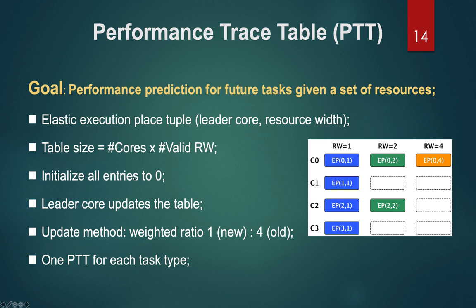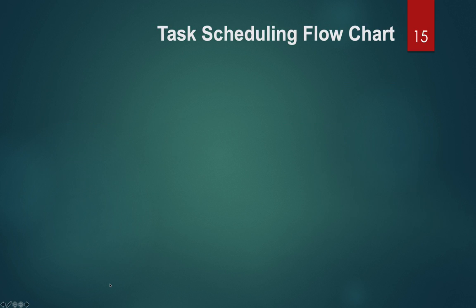At the very beginning, all entries are initialized to 0 to make sure all entries will be visited at least once. After a task finishes execution, the leader core is responsible for updating the corresponding entry, and the updating method we use is a weighted ratio 1:4. That means after roughly 5 updates, PTT will fully adapt to the performance change. And for each task type, only one PTT is needed.